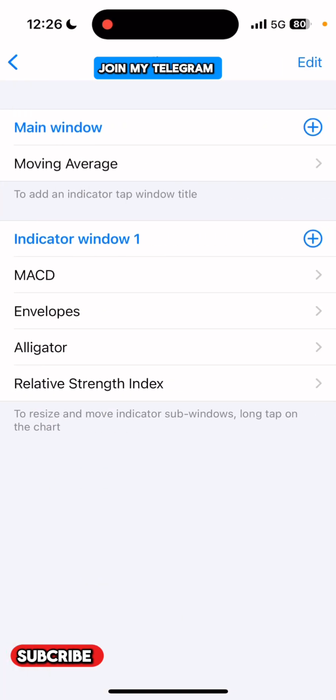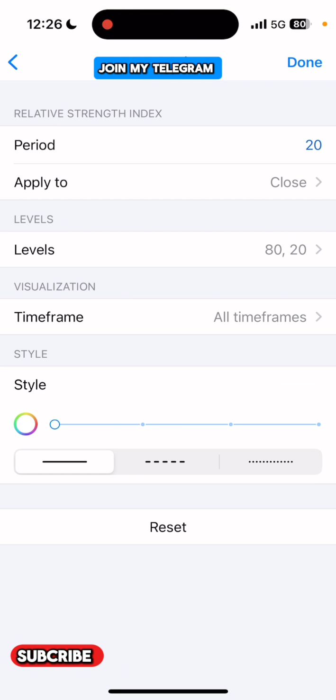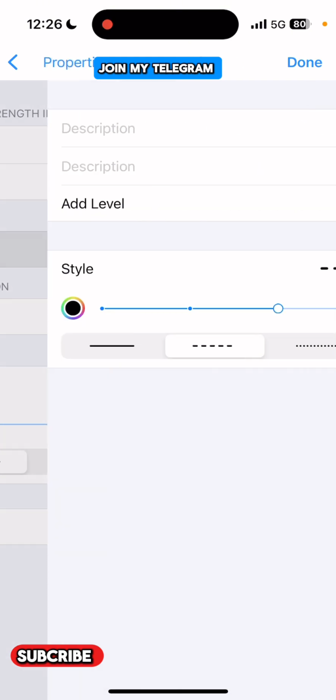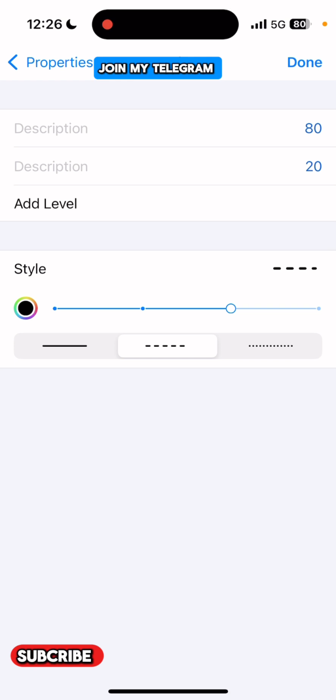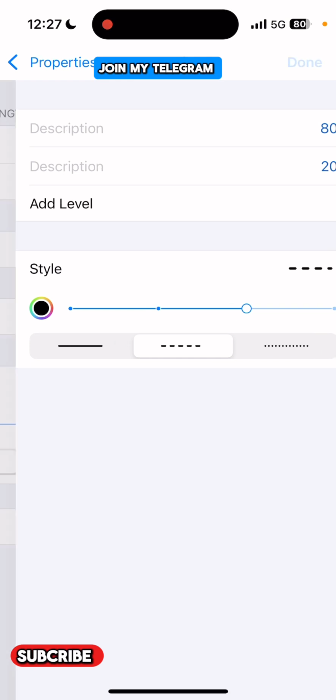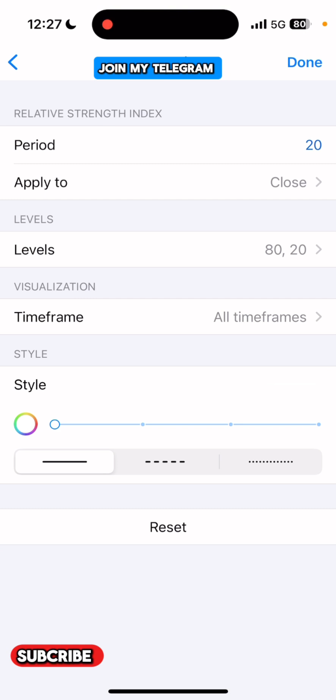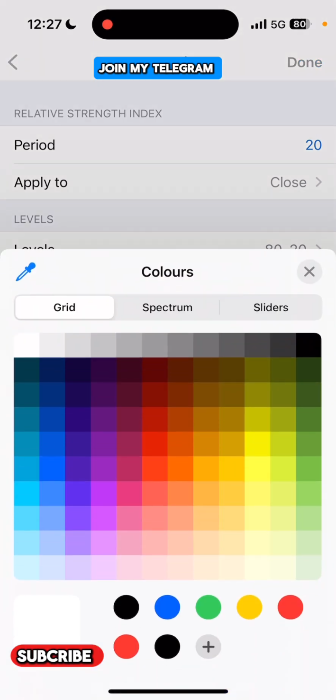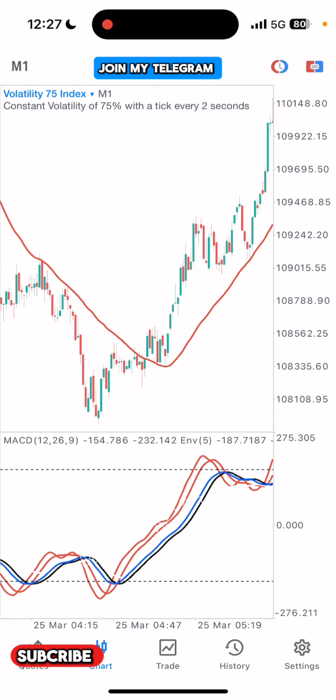All right, for the relative strength index, you put on period 20, you apply to close. The levels, you want to add 80 and 20. Then for the style, you put that on color black, middle trend line with 3 pixels, you click on done. Then for the style right here, after the time frame, you put that on 1 pixel, color white with this first trend line, then you click on done. Perfectly.